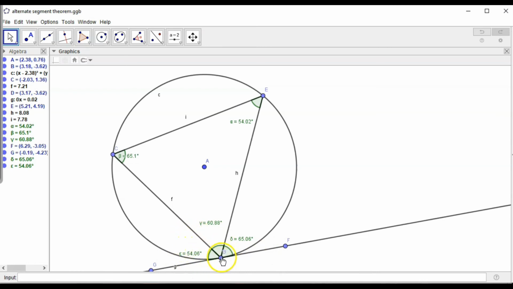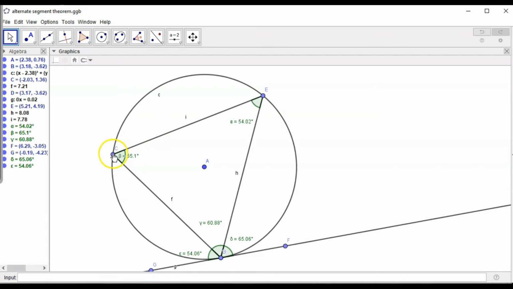Again, if I should have taken my chord to be DE, and DE makes an angle within the minor segment to the tangent GF, then we say that an angle formed here is equal to any angle that subtends on the chord DE in the major segment. And the only angle formed in the major segment is the one at C.